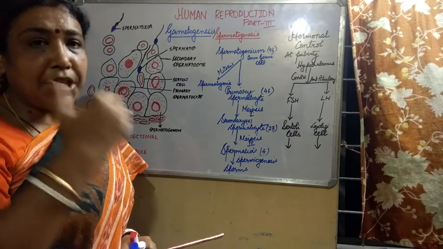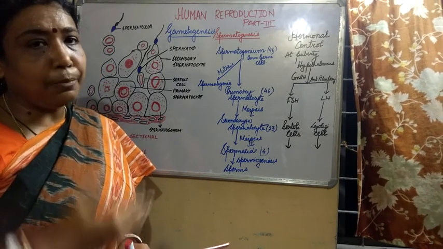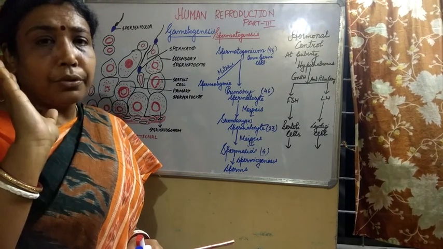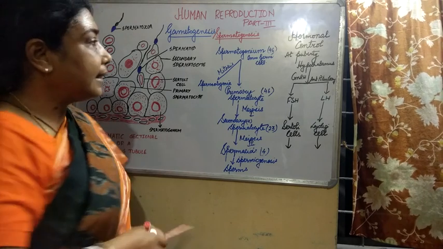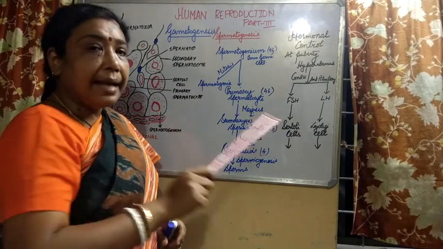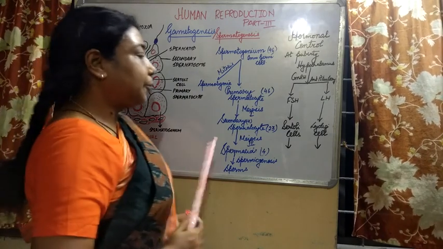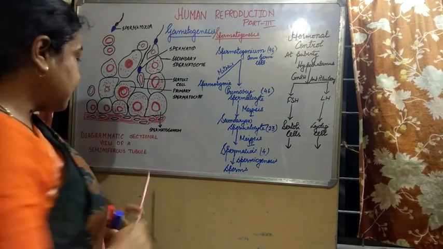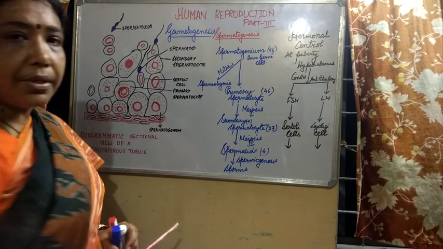Go through each and every word of your NCERT book. That is enough for you. There is no need of going through any other text. This is very clearly given in your NCERT book, and please follow the NCERT book. Now, there is one more diagram in your NCERT book. See, I have drawn it over here.